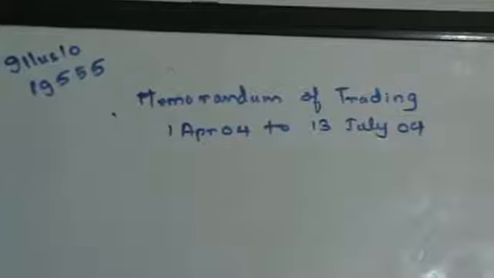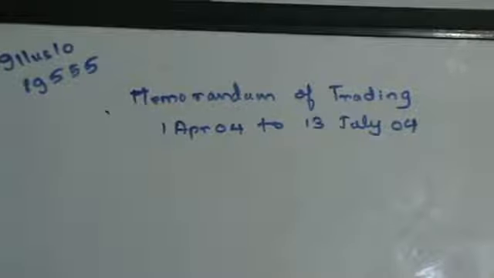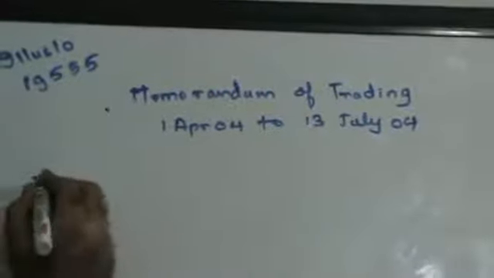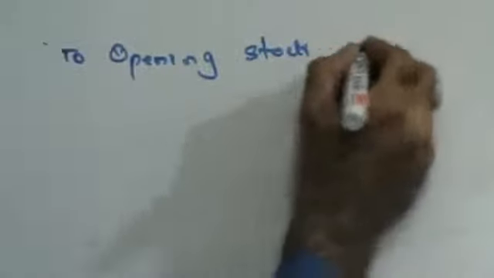Let's start. The balance as per last balance sheet on 31st March 04: stock of goods is 12,000. So to opening stock is given to you as 12,000. Now in this particular sum, they have also given you the opening balance of creditors. Since it is given to you, you need to make a creditors account.